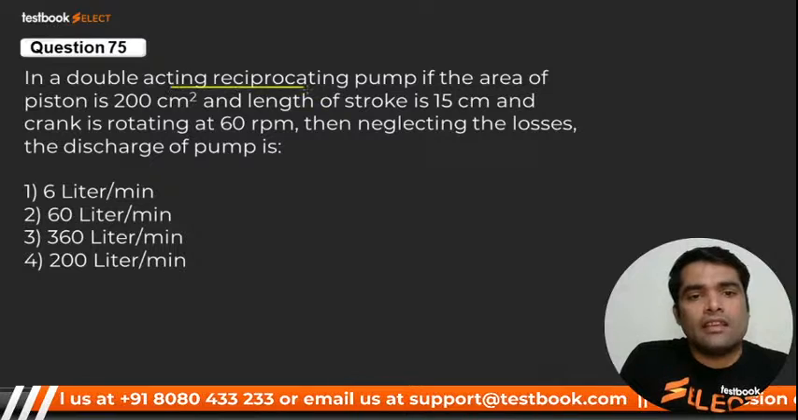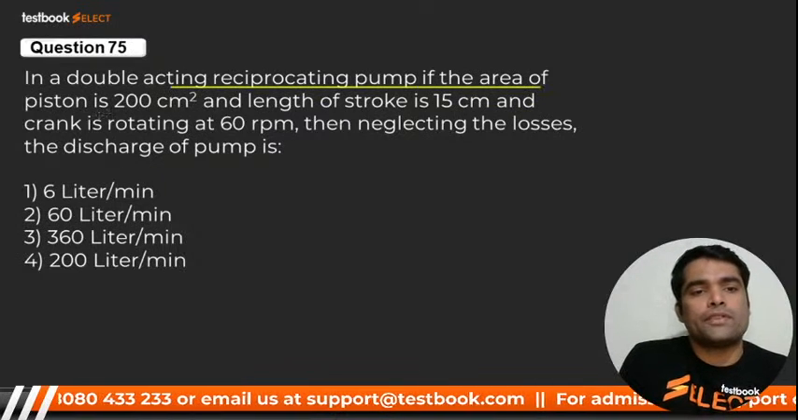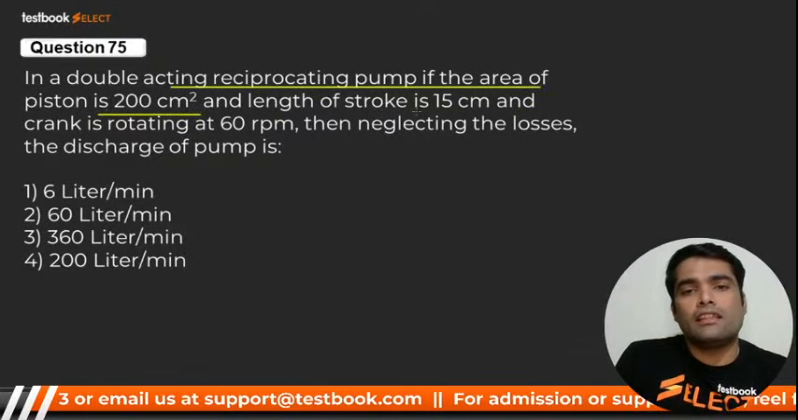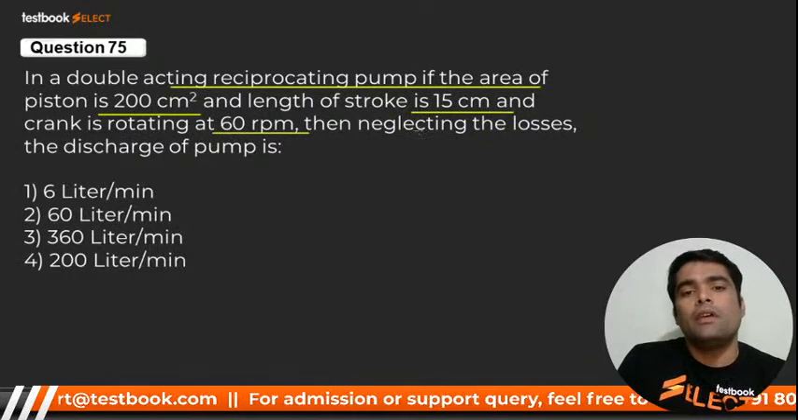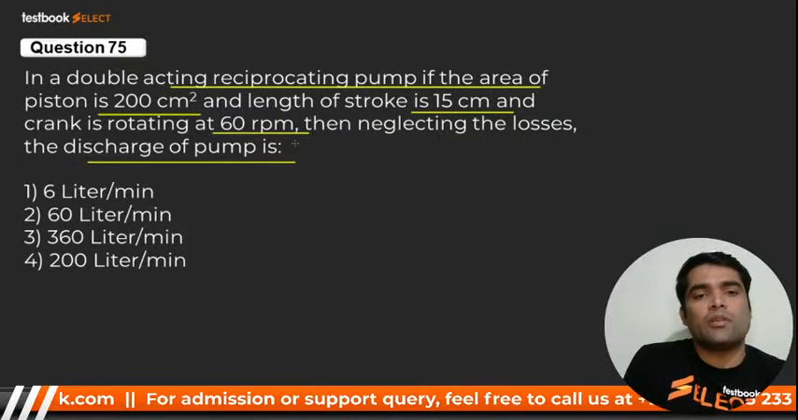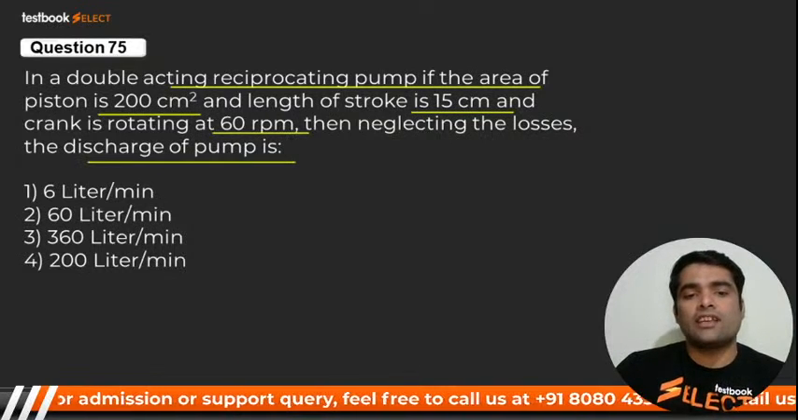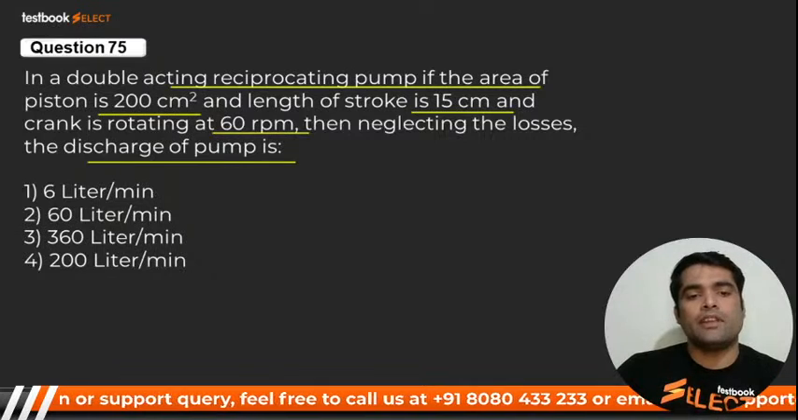In a double acting reciprocating pump, if the area of piston is 200 centimeter square, length of stroke is 15 centimeter, and crank is rotating at 60 rpm, then neglecting the losses, find the discharge of the pump. Yes, you have to calculate the discharge. How can you calculate discharge, my dear? Be fast.